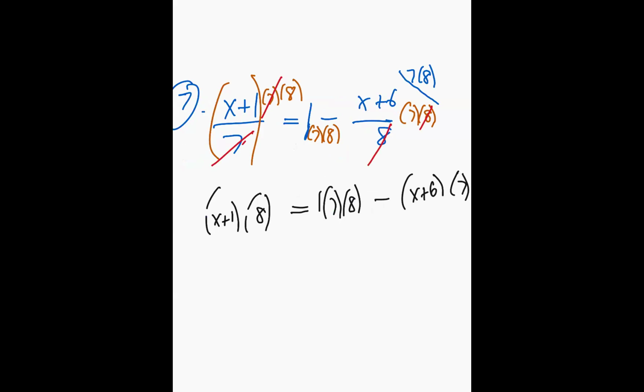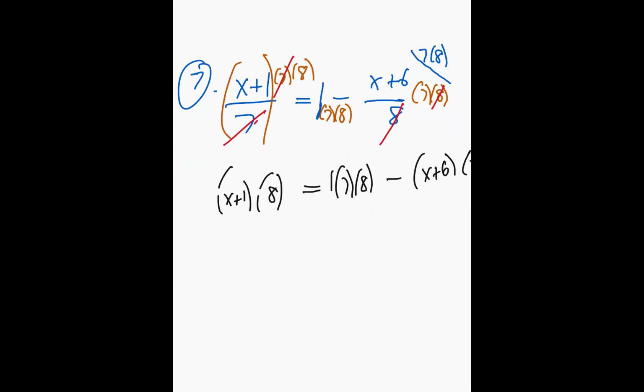And what about the 1 times 7 times 8? Is that hard to understand? Why didn't this 7 and this 8 get canceled out? Because 1 did not have a fraction in it, right? So there's no fraction underneath the 1, then nothing is going to cancel out from the numbers that you put beside the 1.